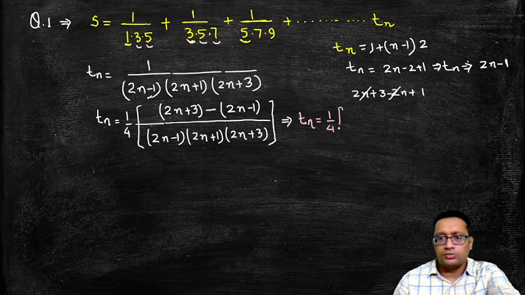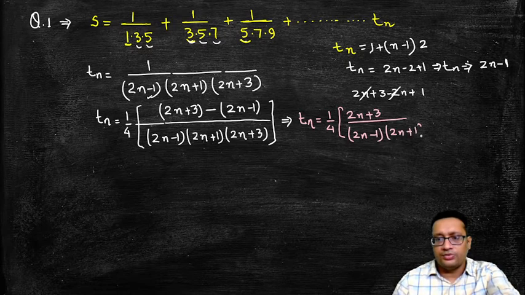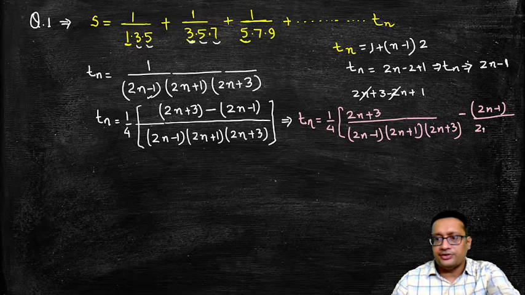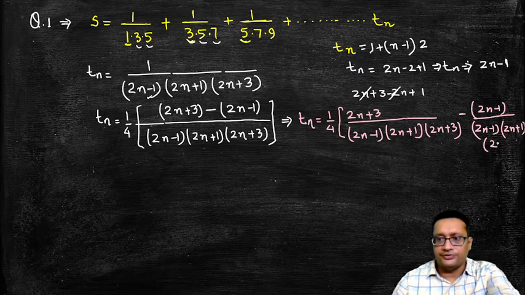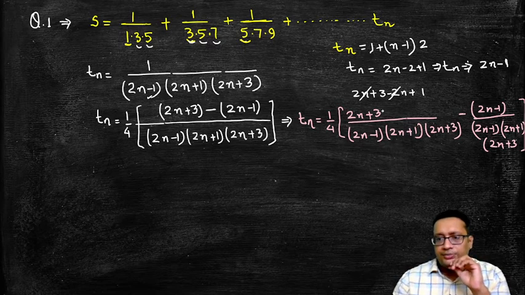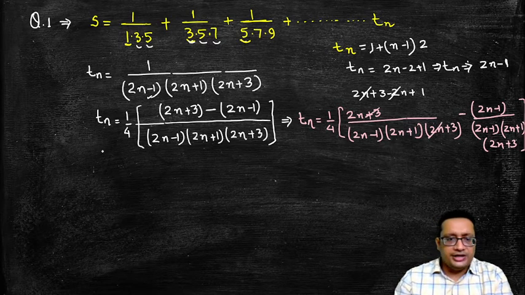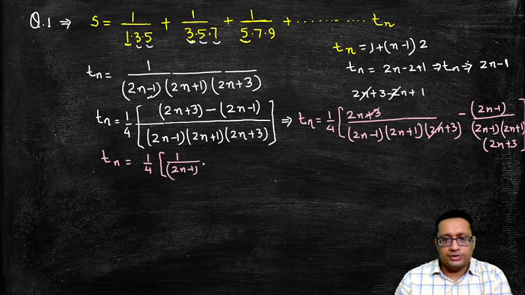Next step: Tn is equal to 1 by 4, bracket, 2n plus 3 divided by (2n minus 1)(2n plus 1)(2n plus 3), which is (2n plus 3) minus (2n minus 1), product with (2n minus 1)(2n plus 1), and bracket close. See here, 2n plus 3 and 2n plus 3 will get cancelled. Then Tn will become 1 by 4, 1 upon (2n minus 1)(2n plus 1).